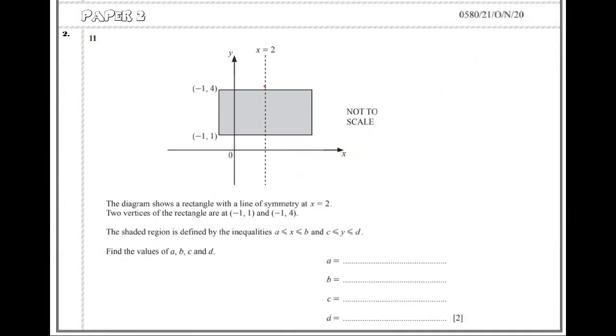Question 2 in our according. Question 11 in October, November 20, variant 1, paper 2.